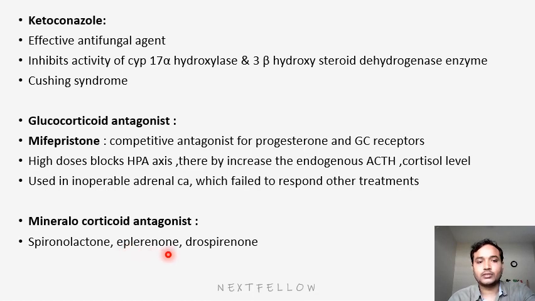So your main task will be to remember the drug names and the enzymes they inhibit, like ketoconazole: 17 alpha hydroxylase and 3 beta hydroxysteroid dehydrogenase. Then among glucocorticoid antagonists, obviously mifepristone, which is useful in inoperable carcinomas. Along with mifepristone, you also have one more drug, that is mitotane. Here, the main thing is you have to remember the names and the enzyme inhibition. Okay, that's all. Thank you.